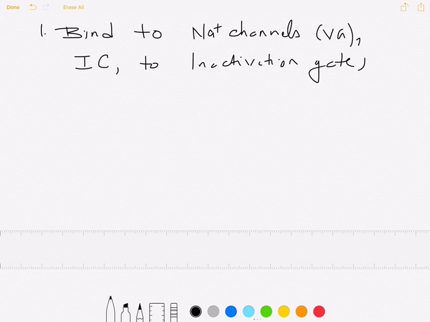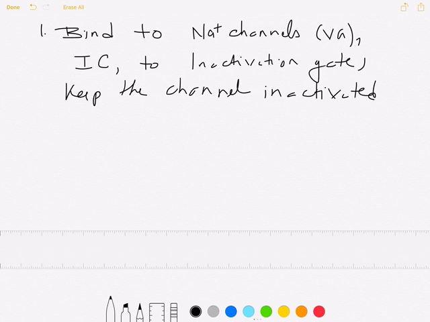And do what? Keep the inactivated gate in an inactivated state. Prevent it from opening. So keep the channel inactivated. Okay, so prevent the nerve transmission, not rocket science.